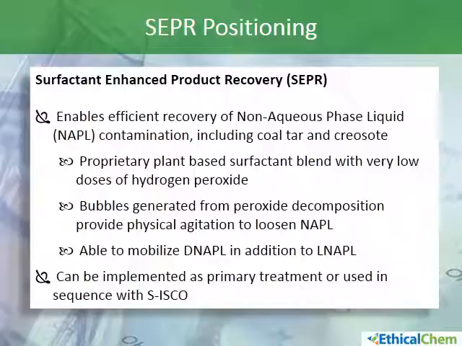The SEPR process is able to treat both D-NAPL as well as L-NAPL. SEPR can be implemented as a primary treatment, or it could be used in sequence with our surfactant-enhanced in-situ chemical oxidation process, just depending on the site criteria.